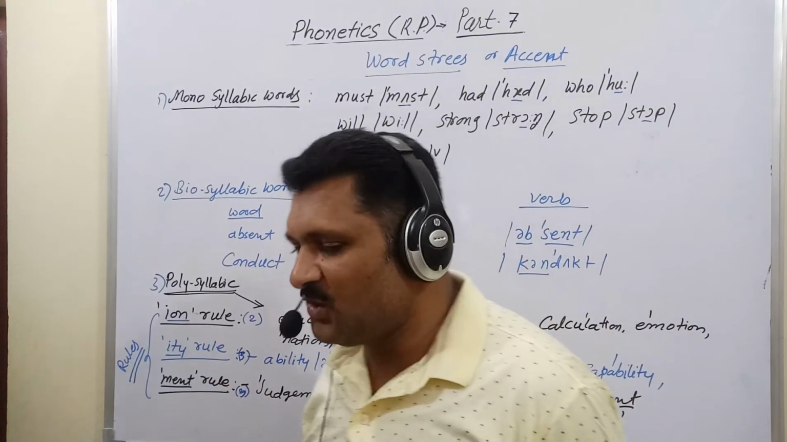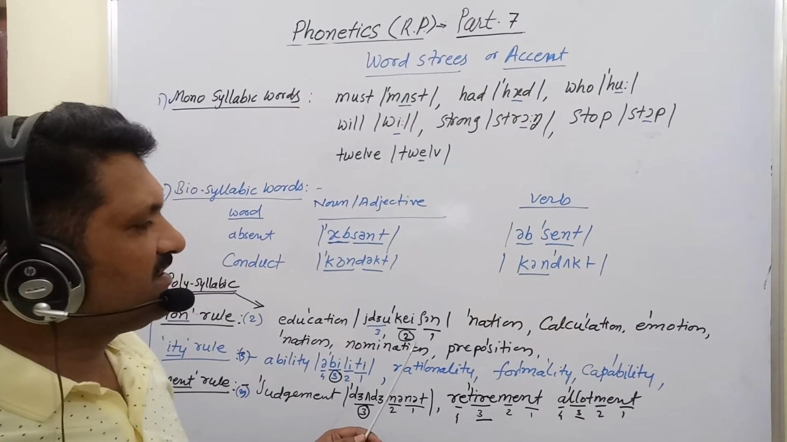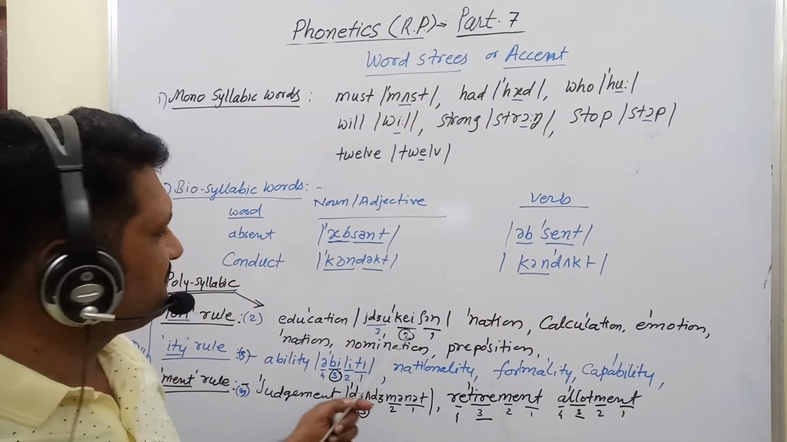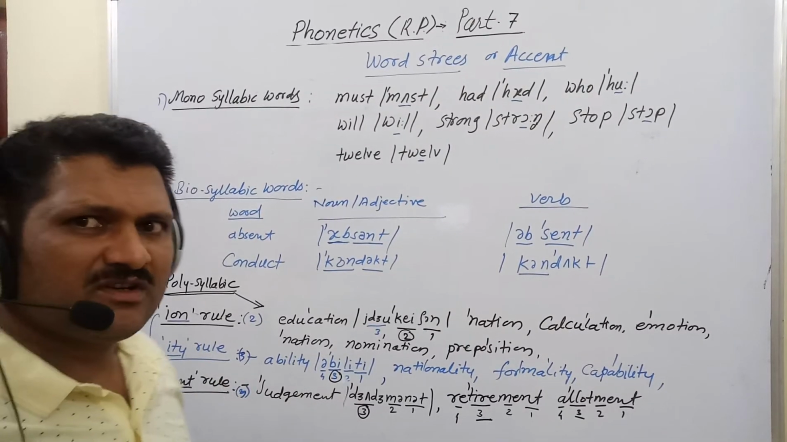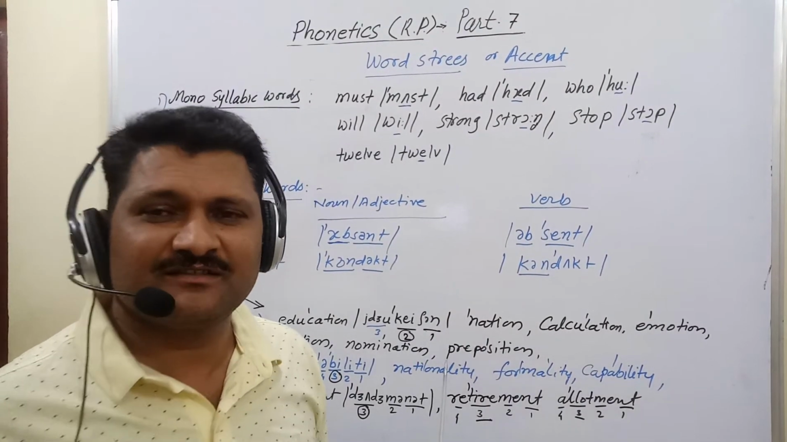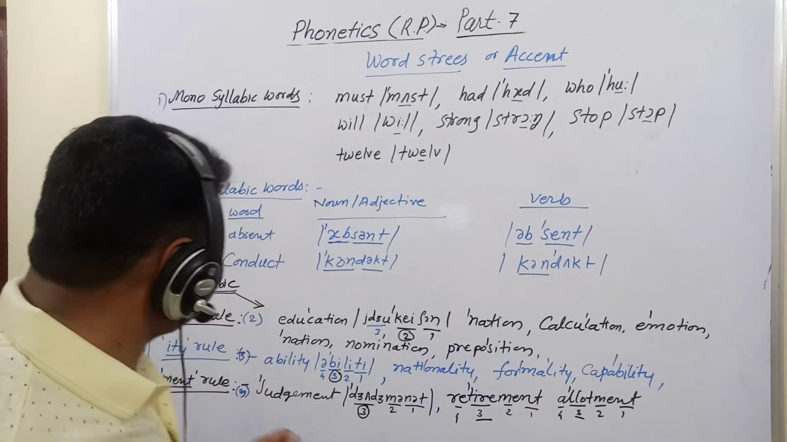Now see some polysyllabic words. When we get polysyllabic words, we get confusion about where to give stress. Here are some examples, and here are some rules. But rules are not rigid, they are flexible. So we study a few rules here.